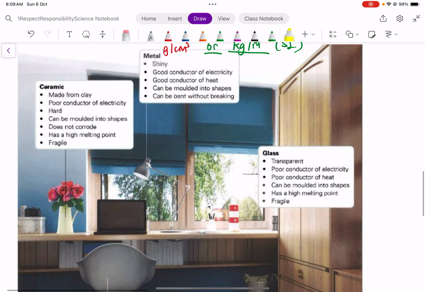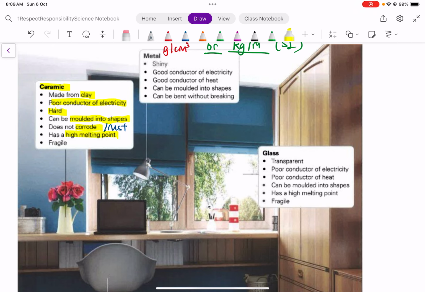And lastly, we learned there are different materials around us. We have ceramics, metals, glass. These are common materials around us. This is taken from your textbook for Chapter 2. Now, ceramics are basically clay. Now, ceramics are poor conductors of electricity. They are hard, meaning they are not easily scratched. They can withstand scratches. But ceramics could scratch other materials which are softer. Ceramics can be molded into different shapes. It doesn't corrode. Another word for corrode is rust.